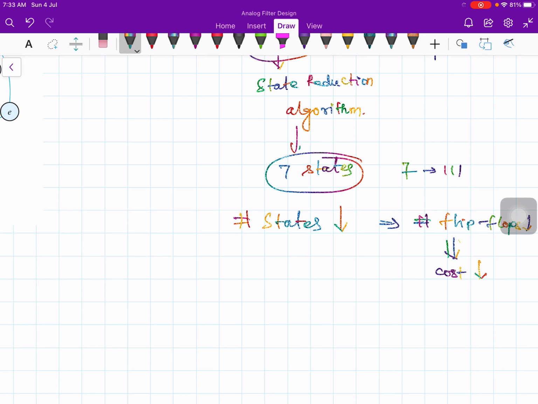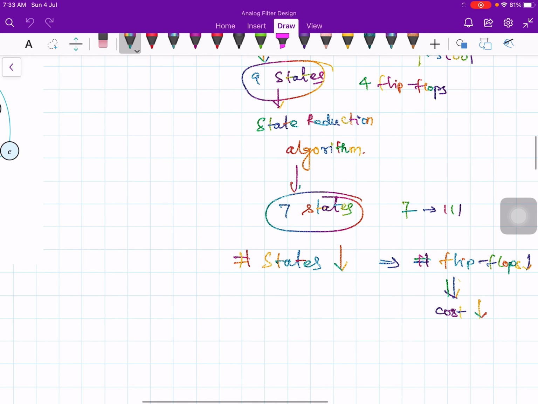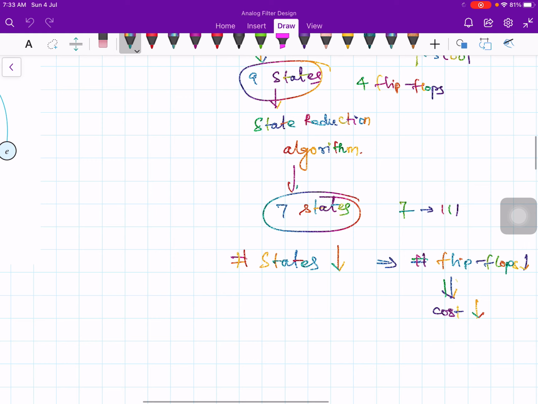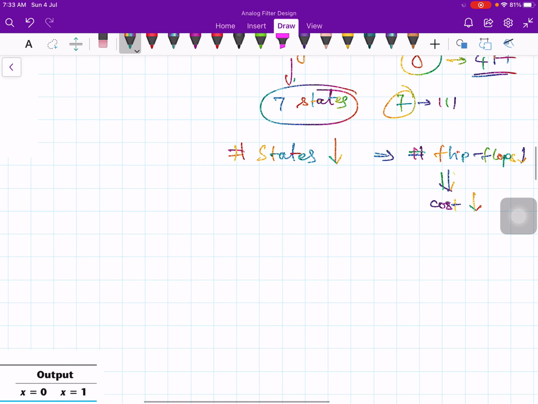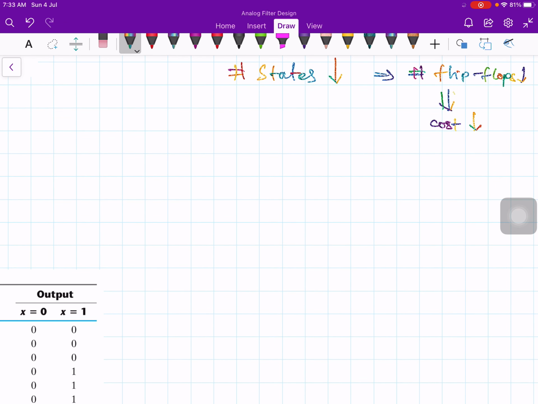So this is one aspect. Sometimes it may not happen also. Sometimes if you try to do state reduction, you may not end up with 7, sometimes you may end up with 8, then again you are forced to use 4 flip-flops. Sometimes it may not help you also. So whenever you do the state reduction, you may end up with fewer flip-flops.